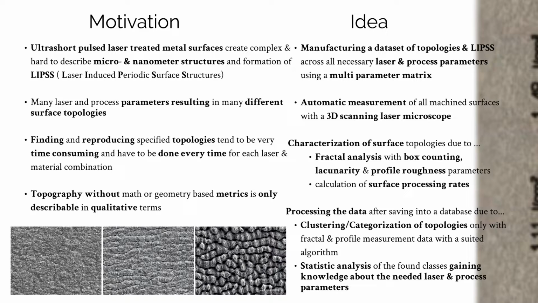Topography without math or geometry-based metrics is only describable in qualitative terms. The idea starts by manufacturing a dataset of topologies and LIBS across all necessary laser and process parameters using a multi-parameter matrix, followed by automatic measurements on all machined surfaces with a 3D laser scanning microscope. The characterization of surface topologies is done by fractal analysis with box counting, lacunarity and profile roughness parameters, and the calculation of the surface processing rates.